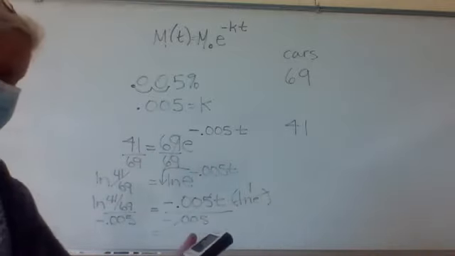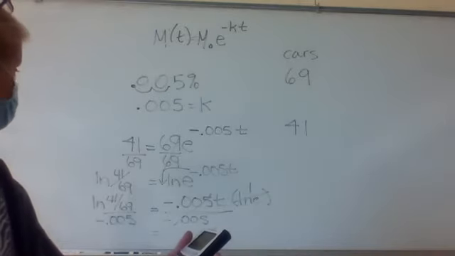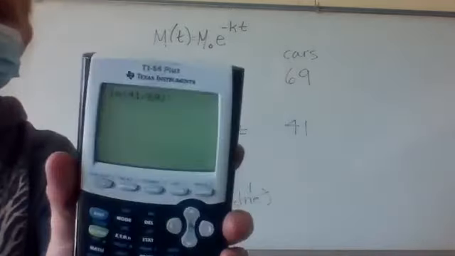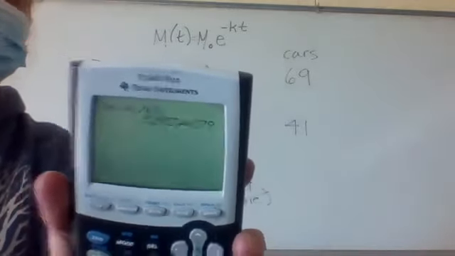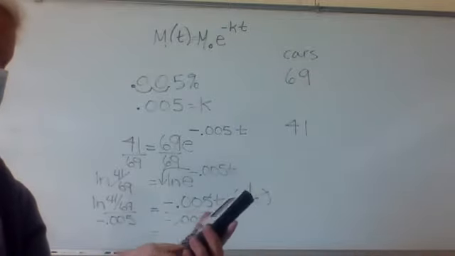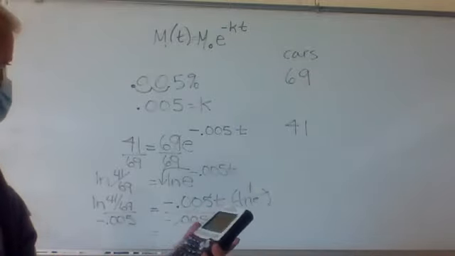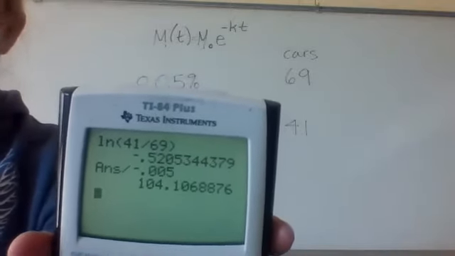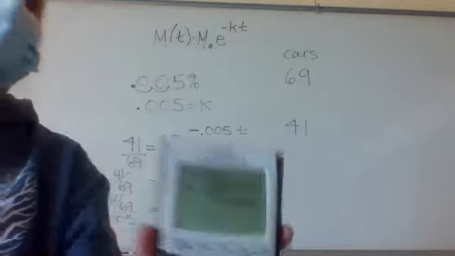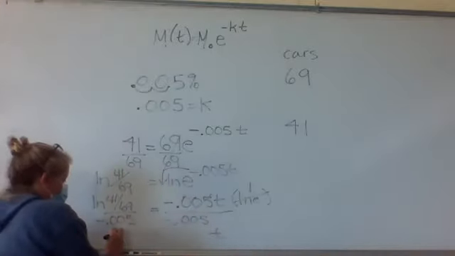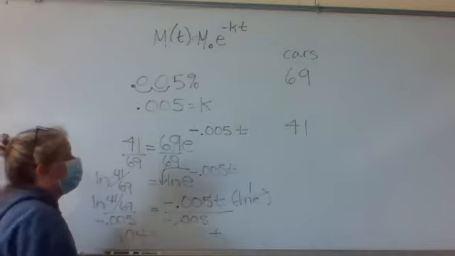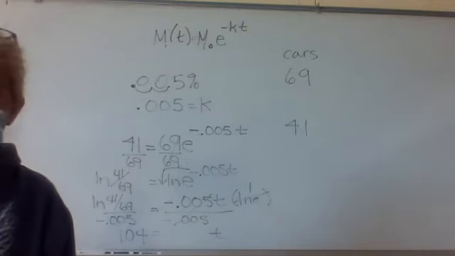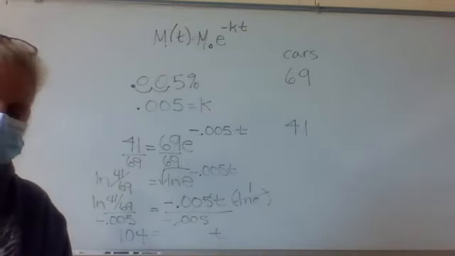So ln 41 over 69, close it, enter, and then divide by your denominator. So divided by negative 0.005, round to the nearest year. So I have 104.1, which would just round to 104. It doesn't want to know what year it is. It wants to know how many years it's going to take. So you just leave that at 104, and it's multiple choice too.